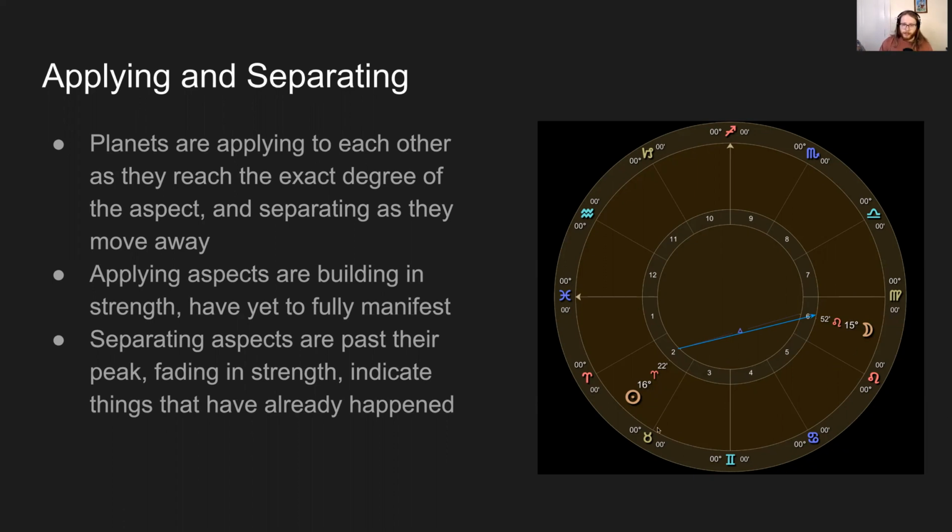This is really, really important in horary, the application and separation of different signifiers, where you'll get a yes to your answer if the 2 relevant signifiers are applying, and you get a no if they're not, basically. And it depends on the aspect, how much effort we'll have to go into it and all that. But the basic thing is that applying aspects are building in strength and have yet to fully manifest. So like I said, they're more relevant to the future, and they are still building in strength. And separating aspects are past their peak, fading in strength, and indicate things that have already happened, but are now fading away. So really important.